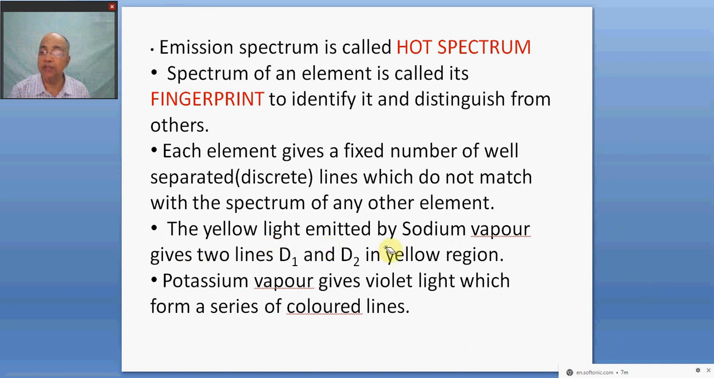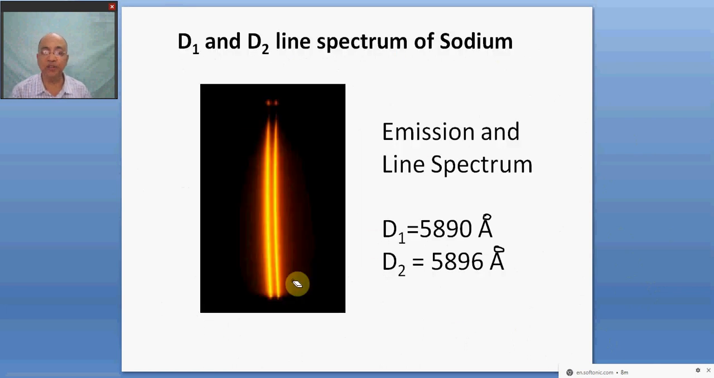The yellow light emitted by sodium vapor gives only two lines, D1 and D2, in the yellow region. Similarly, the potassium vapor gives violet light, which forms a series of colored lines. Now have a look at the D1 and D2 lines formed by the yellow light produced from the sodium vapor in a flame. That we have already discussed, D1 and D2 lines. These are distinct two lines with a gap in between. There is nothing to the right, nothing to the left. In between there is also a gap. This is the discontinuous or line spectrum.